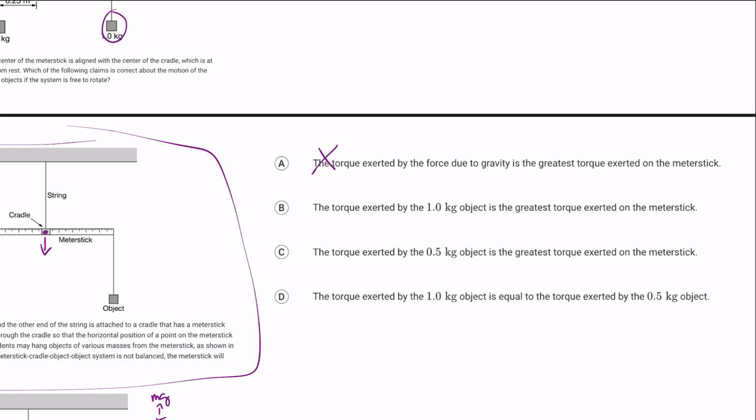If we go to B, it says the torque exerted by the 1 kilogram object is the greatest torque exerted on the meter stick. That's not true because it's equal to the torque exerted by the other object, so B is not correct. C says the torque exerted by the 0.5 kilogram is the greatest. That's not true because we just said they're equal. D says the torque exerted by the 1 kilogram object is equal to the torque exerted by the 0.5 kilogram object. Yeah, that's what we did all that math to figure out. Let's go ahead and hit D and move on.